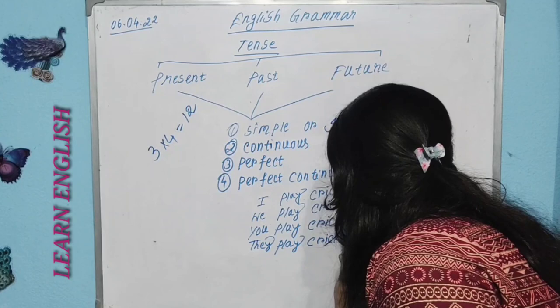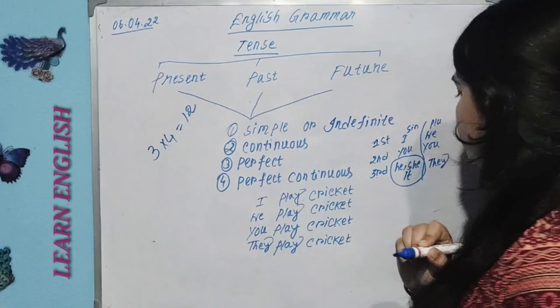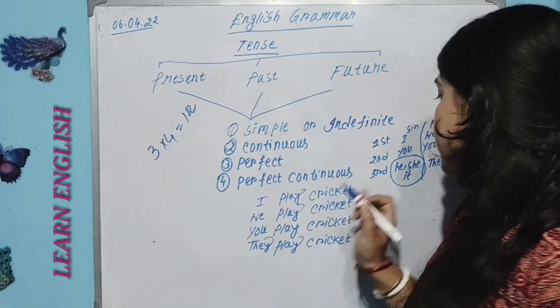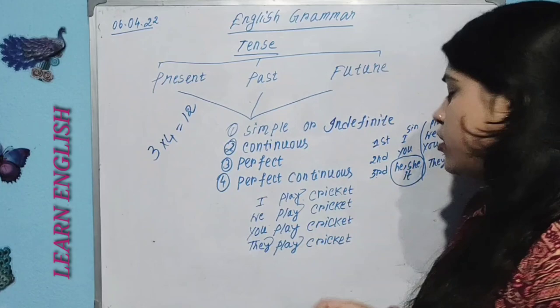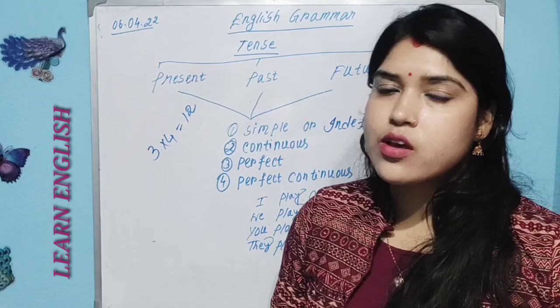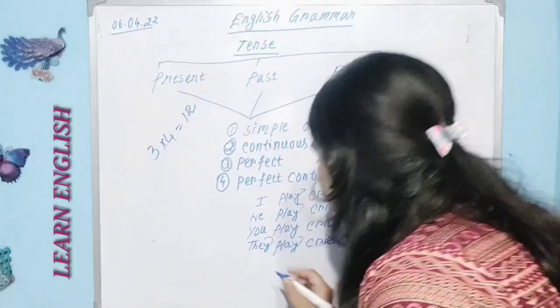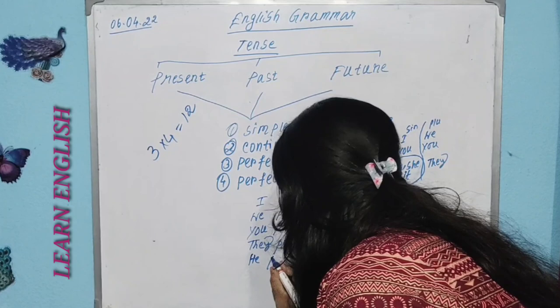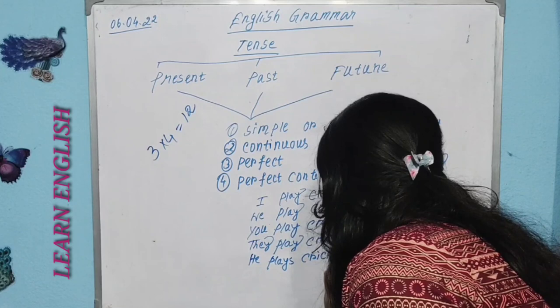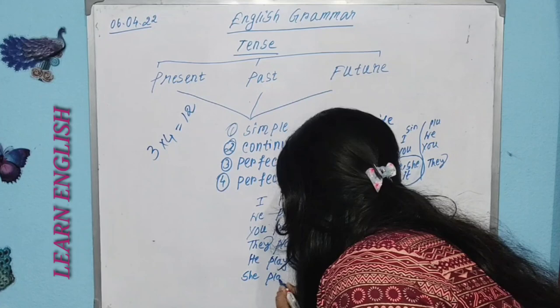But exceptional rule is here. When the subject is third person singular, that is he or she, it, here the subject is he or she. So we add s or es with the verb. Okay, so he plays cricket. She plays cricket.